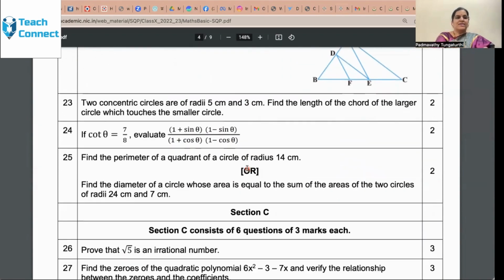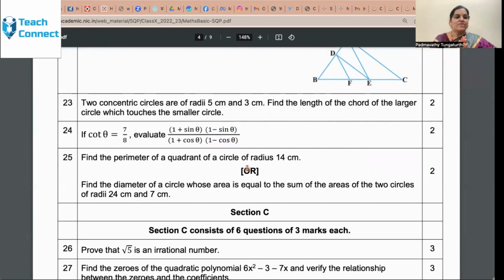Now question number 23. Two concentric circles of radii 5 centimeters and 3 centimeters. There are two different circles. Find the length of the chord of the larger circle which touches the smaller circle. What's the length of the chord? From where to start, let them draw. Let them draw two circles. Geometrically, let them draw. They will have a satisfaction that they have really worked on it.